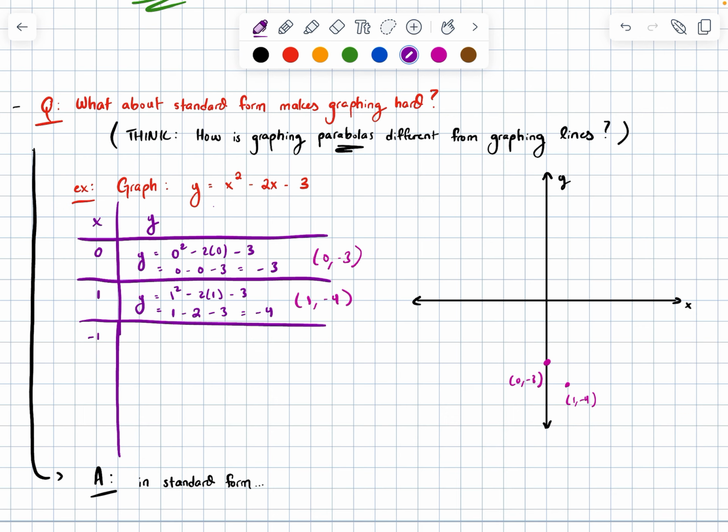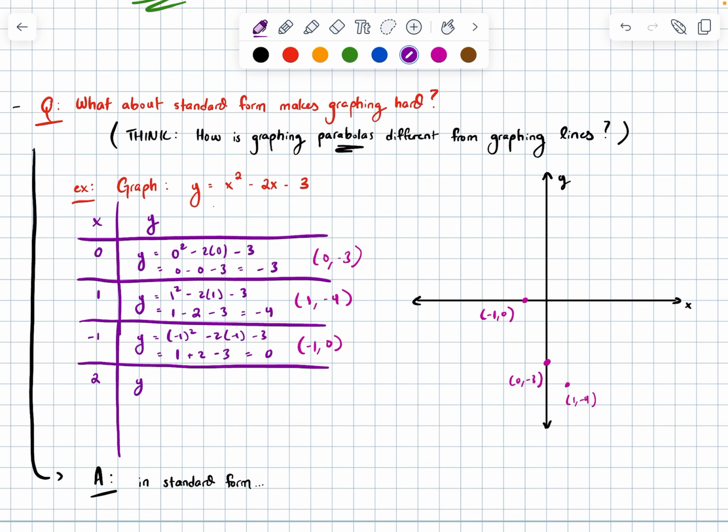If I've done positive 1, let's do negative 1. So negative 1 here, that would be y is equal to negative 1 squared minus 2 times negative 1 minus 3. Negative 1 squared means negative 1 times negative 1, which is positive 1. Negative 2 times negative 1 is positive 2, and then my minus 3 at the back. 1 plus 2 is 3. 3 minus 3 is 0. So would you look at that? We found an x-intercept at the point negative 1, 0. Cool. Let's go over to the right now.